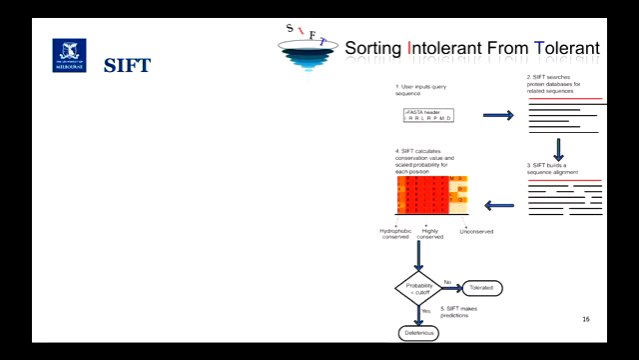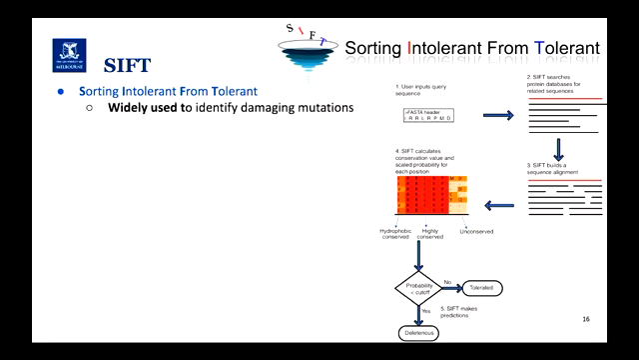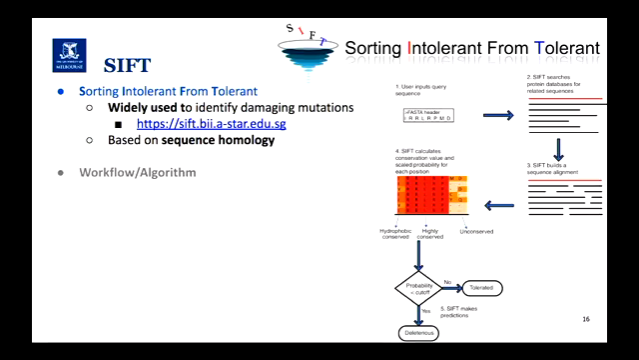And the first method based on conservation I'd like to discuss is called SIFT, and it's probably one of the most widely used. SIFT is sorting intolerant from tolerant. It's a very, very widely used method for identifying damaging mutations, and was one of the first ones. It's based on a very simple premise, that is, conserved residues are likely to be pathogenic if you change them. So the basic idea behind SIFT is identifying homology. Okay? And the workflow or the algorithm for SIFT is very, very simple.